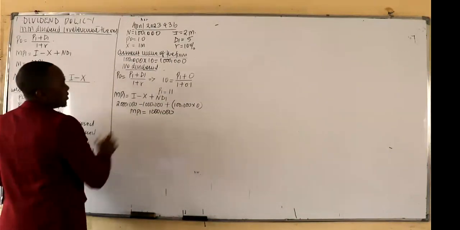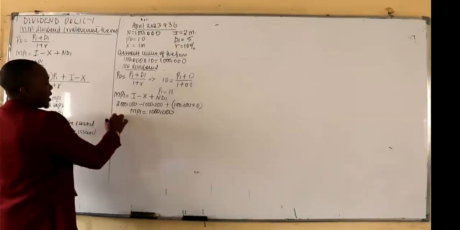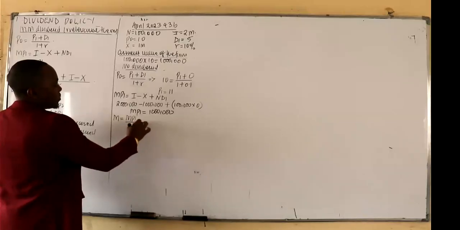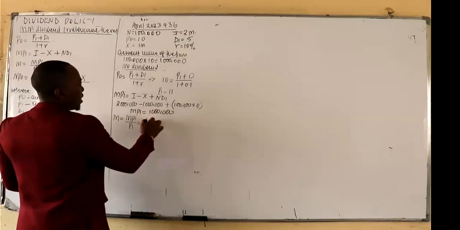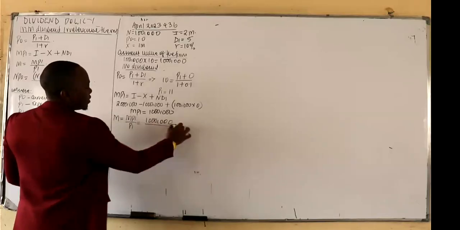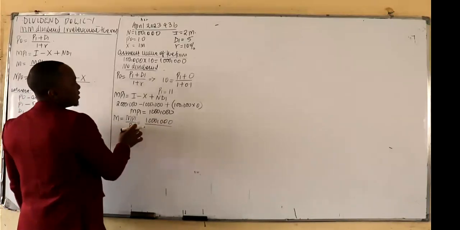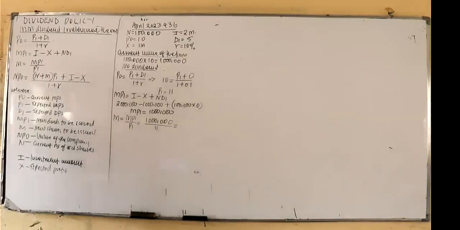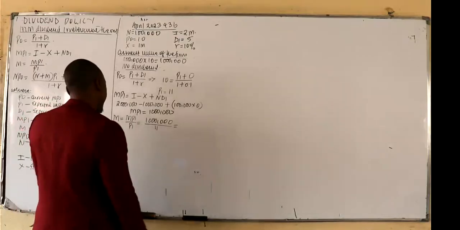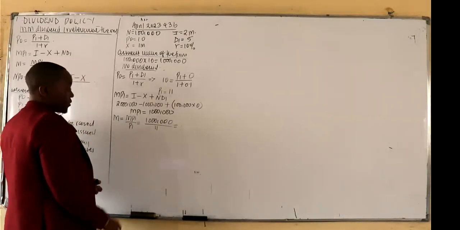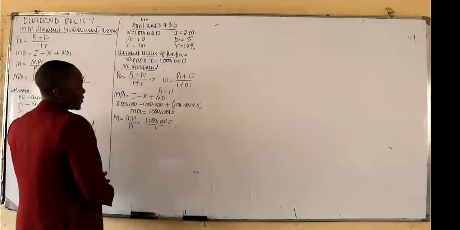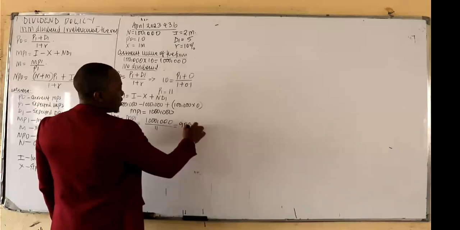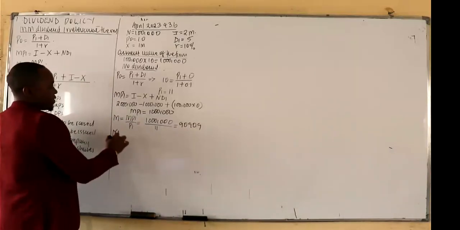So if you need 1 million, how many shares will you have to issue? We determine M, the number of new shares to be issued, by taking MP1 over P1. We need 1 million, and the expected market price at the end is 11 shillings. That means we'll have to issue how many new shares? Sorry? 909.